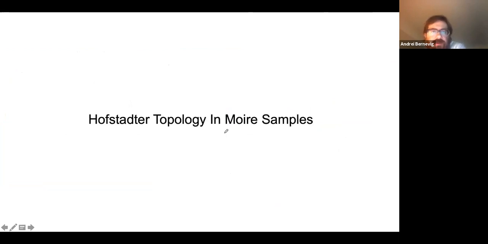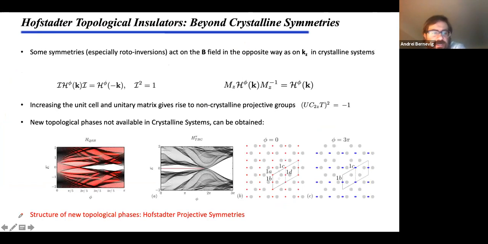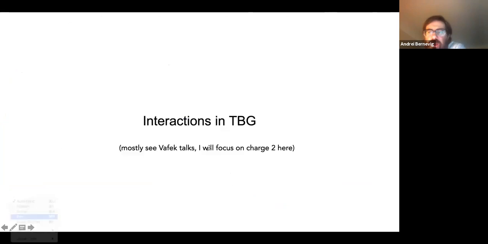I'm going to stop here. I wanted to talk a little bit about interactions in TBG, especially about the charge 2 excitation, and to show you how the topology of the flat bands gets imprinted in the charge 2 excitations. But I've run out of time. Oscar is going to talk about this, so listen to those talks carefully, because all of this will be covered there. Thank you.